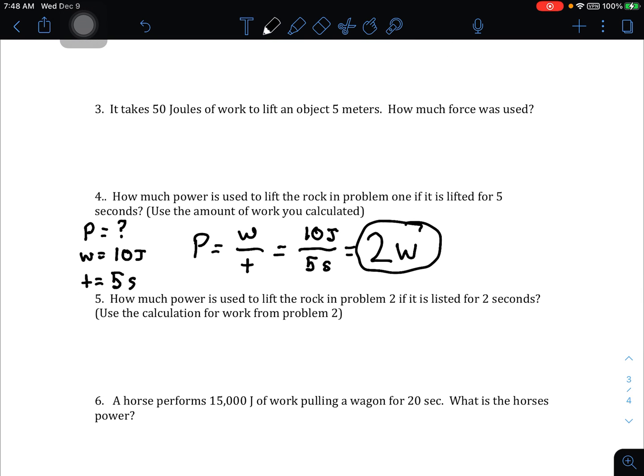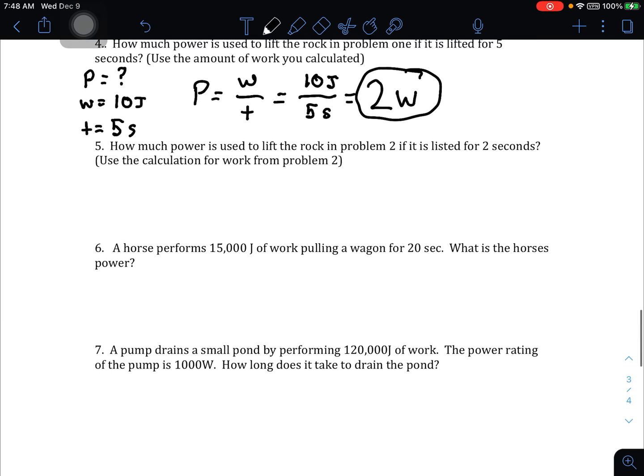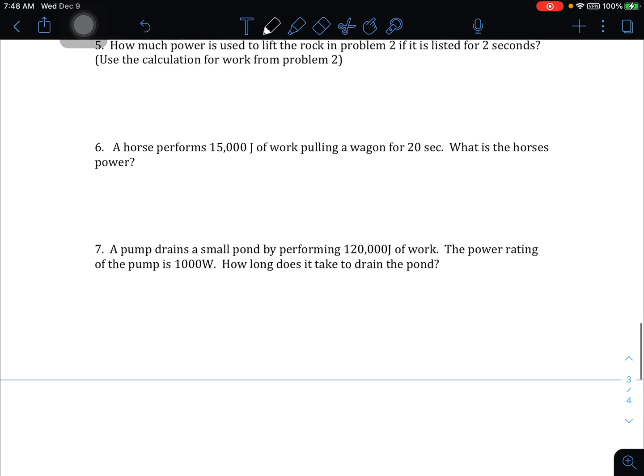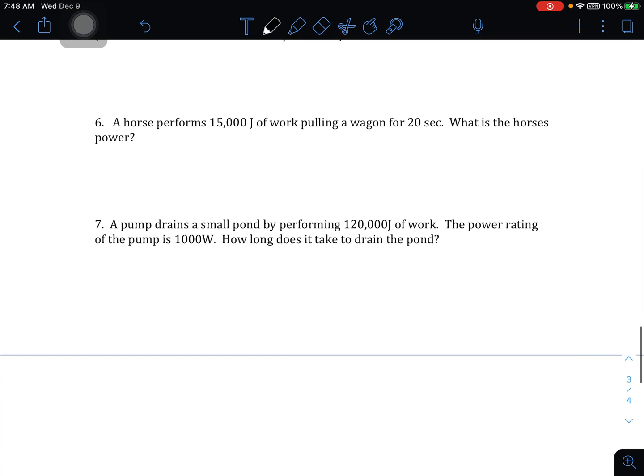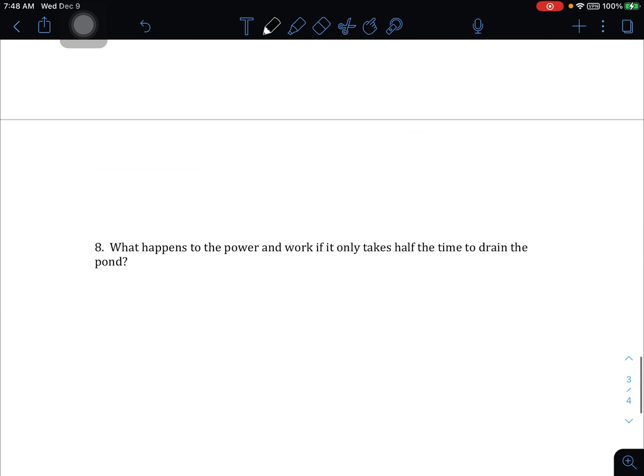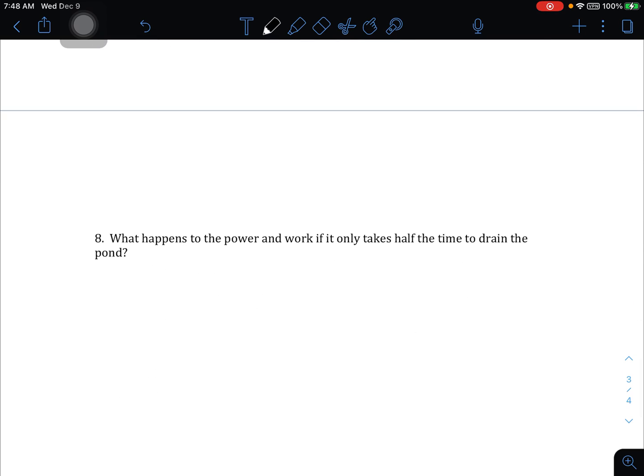Okay, I think problem 5 you should be able to do on your own. 6 you can do on your own. 7 is a problem where you have to change the formula around using the triangle. It's going to be your power formula, but you're going to need to change it in order to solve for time, it looks like. And then on number 8, I want you guys to think about this.